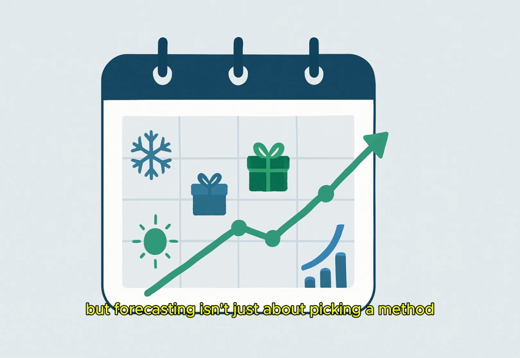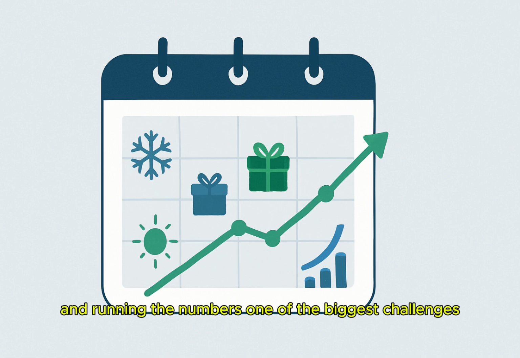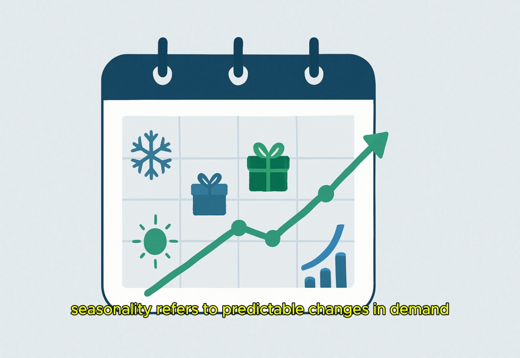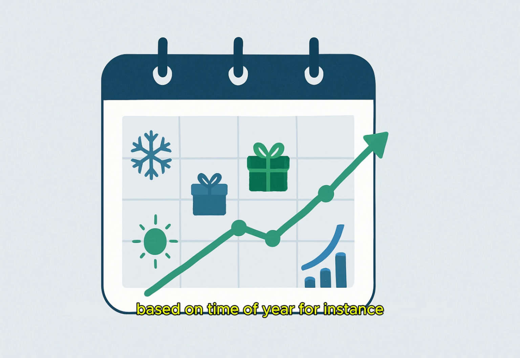But forecasting isn't just about picking a method and running the numbers. One of the biggest challenges is accounting for seasonality and shifting trends. Seasonality refers to predictable changes in demand based on time of year. For instance, holiday decorations peaking in December or gym memberships rising in January. Trends, on the other hand, are more fluid. They can be driven by cultural shifts, social media influence, or changes in technology. For example, a sudden viral post about a particular product can cause a spike in demand that traditional forecasting models might miss.